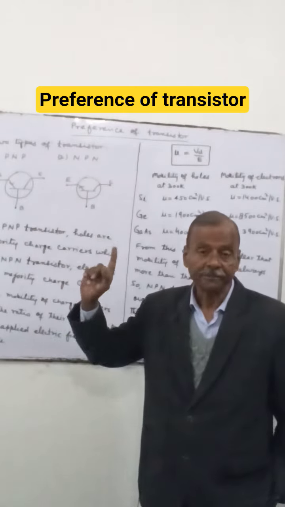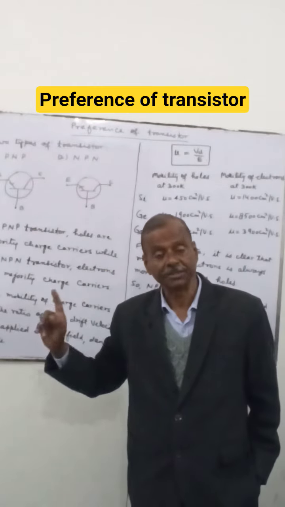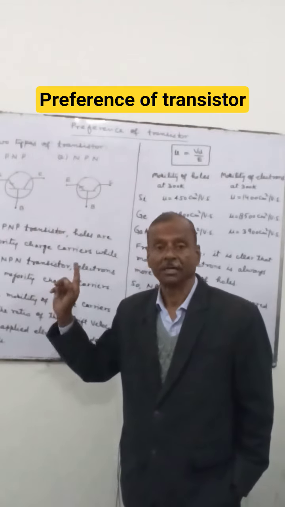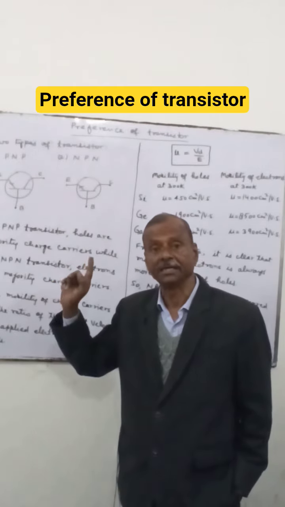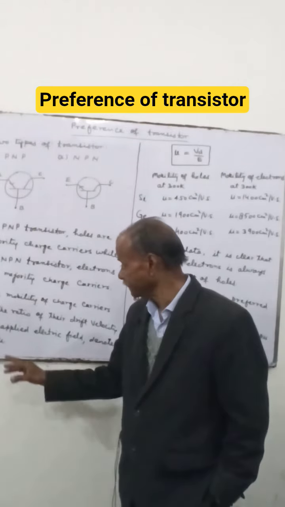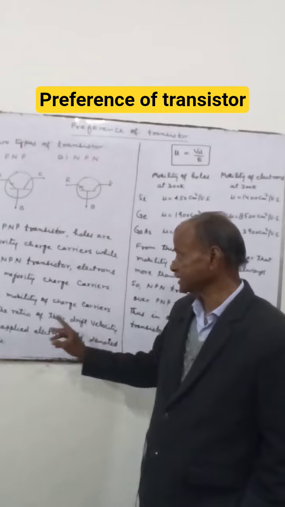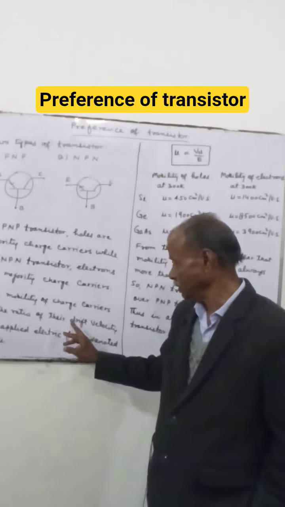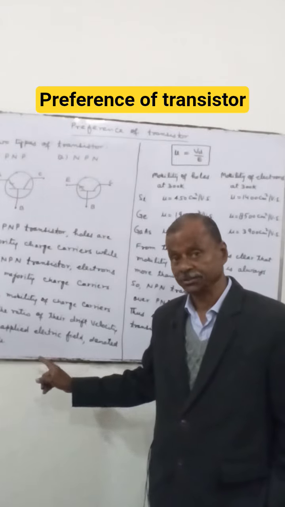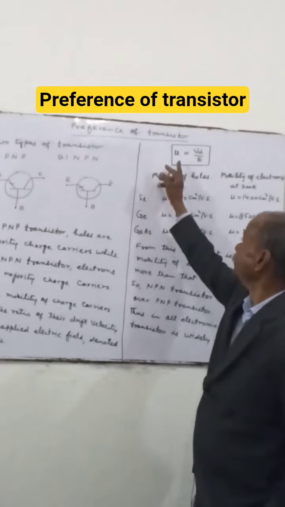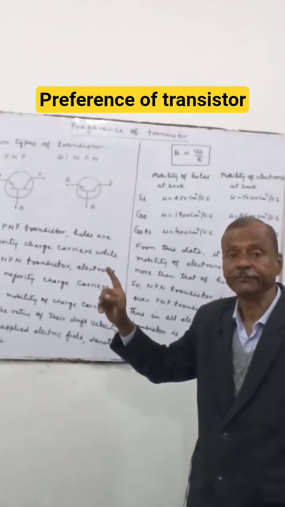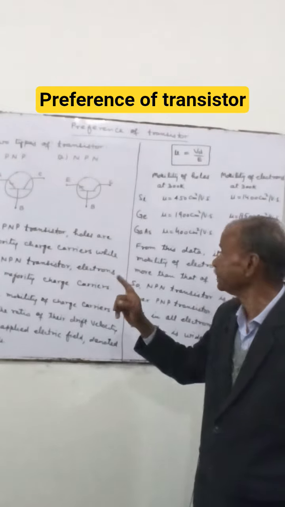In a PNP transistor, the holes are the majority charge carriers, and in an NPN transistor, electrons are the majority charge carriers, and they contribute to the transistor currents. The mobility of charge carriers is the ratio of their drift velocity to the applied electric field, as we know. So this mobility mu is equal to Vd upon E. Now we will find the mobility of the electrons and holes.